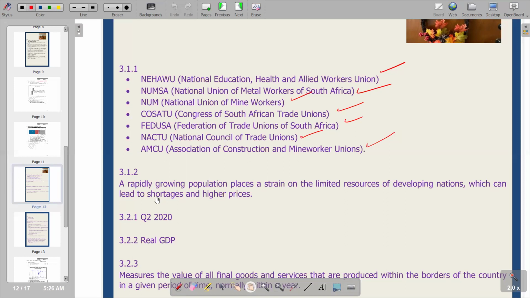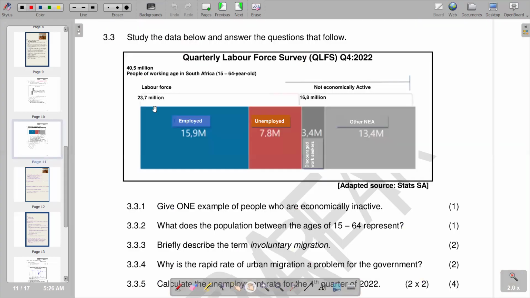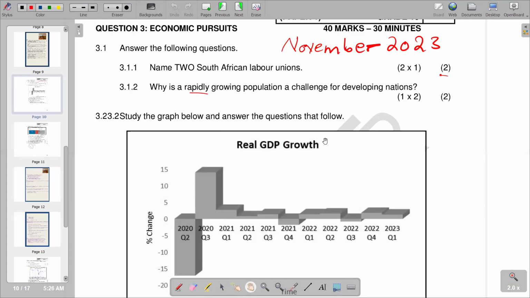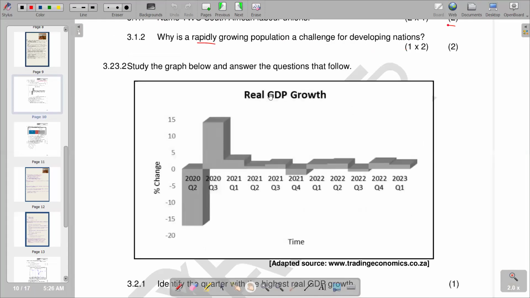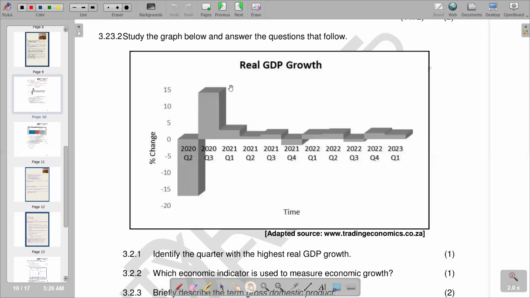So we go to the next part of the question, which says, study the graph below and answer the questions that follow. You are given a graph of real GDP growth. We know that real GDP is basically the value added created through the production of goods and services in a country in a certain period. So we have some bars there that are representing the growth of real GDP.